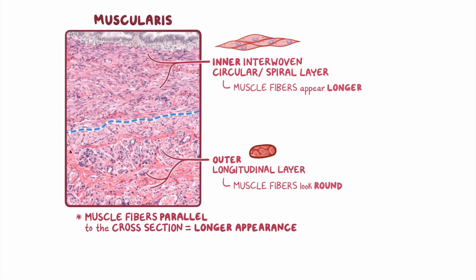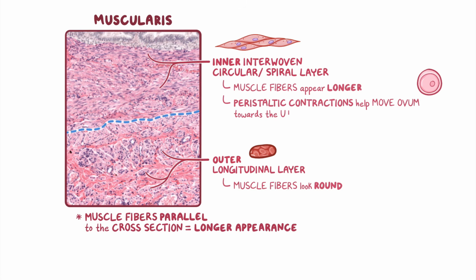The inner circular muscles have peristaltic or wave-like contractions that help physically move an ovum or fertilized zygote toward the uterus.